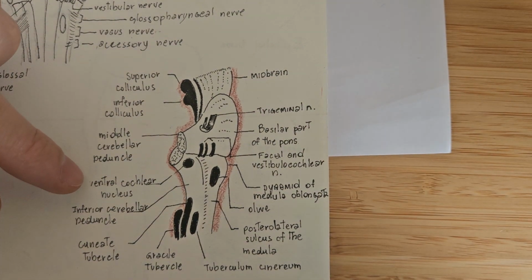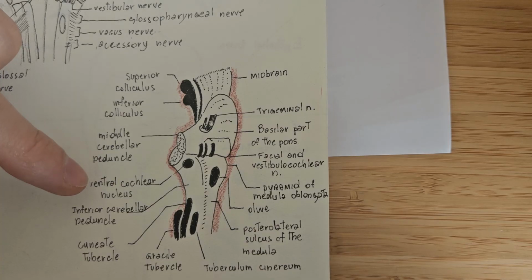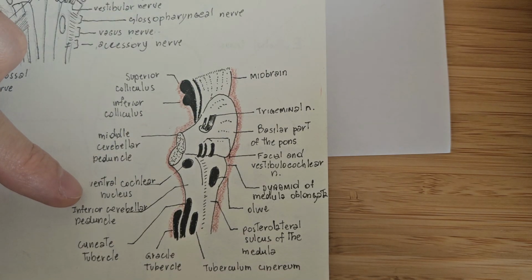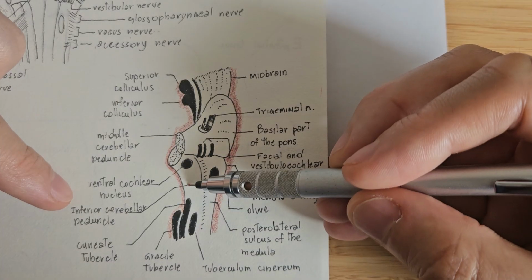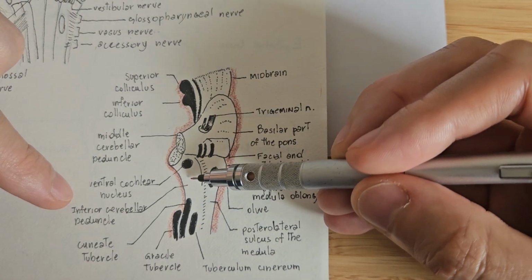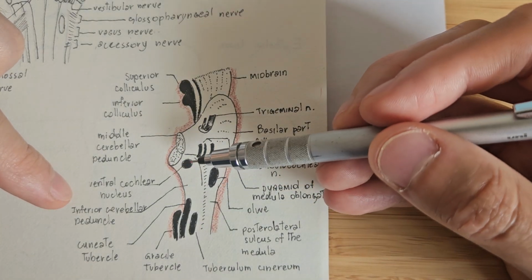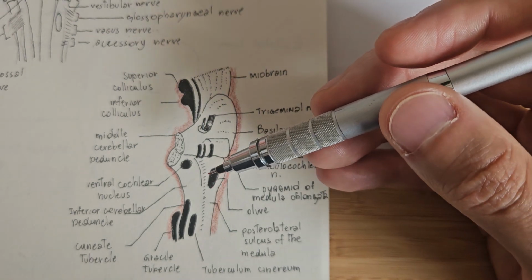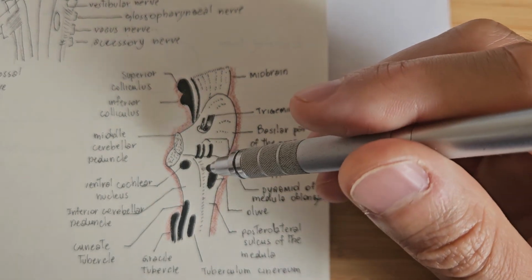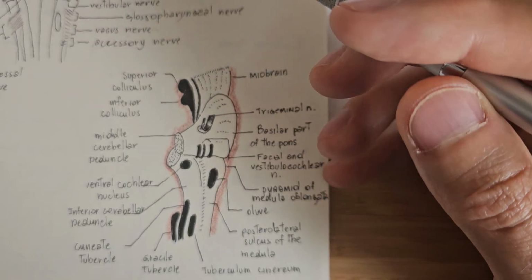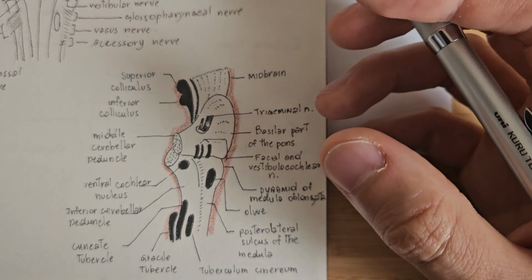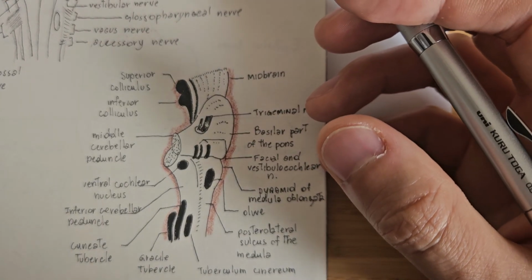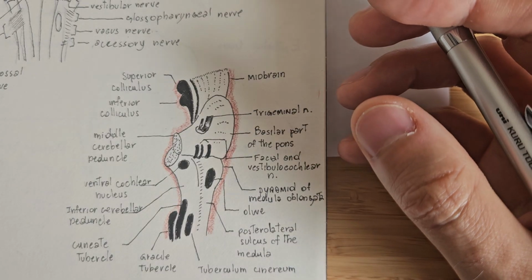And the last three structures are the inferior cerebellar peduncle, this one that connects the cerebellum to the medulla and will carry fibers involved in motor coordination. Lesions here can cause ataxia and imbalance, and is quite often seen in conditions like multiple sclerosis and vascular insults.